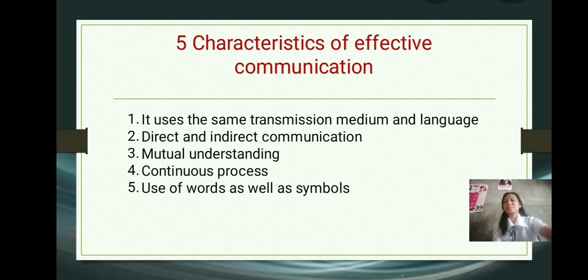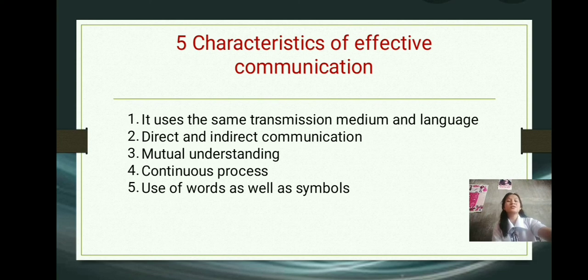Mutual understanding is the sympathy of each person for the other, feeling common feelings, or putting yourself in the shoes of others. So let's move on to continuous process. Continuous process is like a cycle. For example, we have to plan, do, check, and act. So that is an example of a continuous process. It has a cycle.